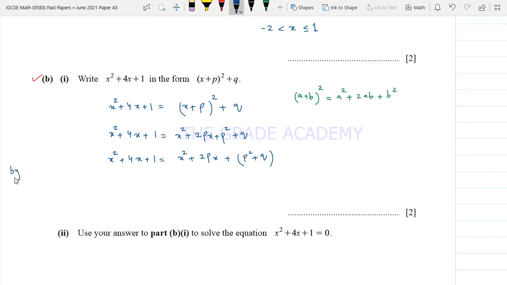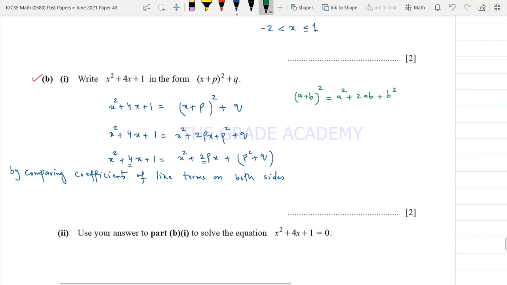So by comparing the coefficients of like terms on both sides, we get 4 must be equal to 2p, so 2p is equal to 4, which gives us p equals 2.